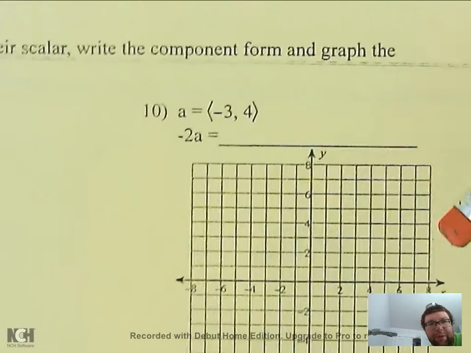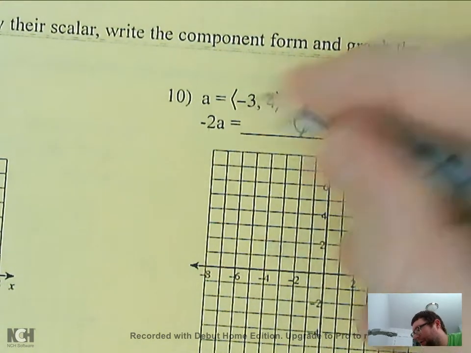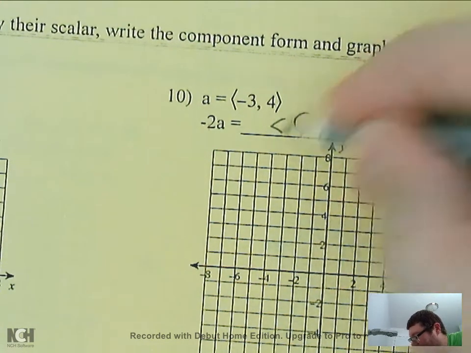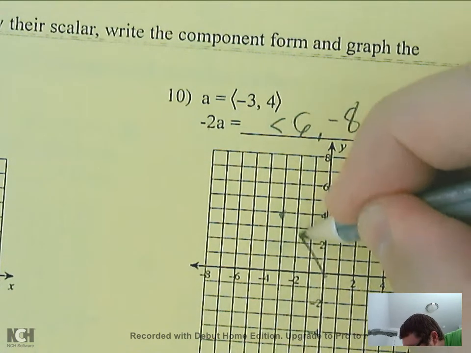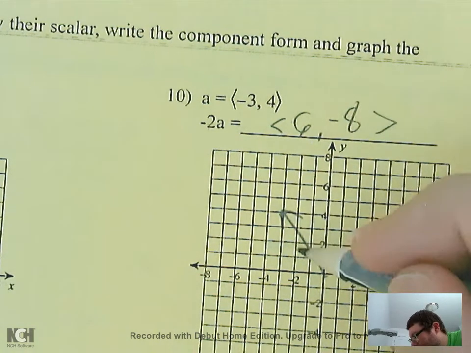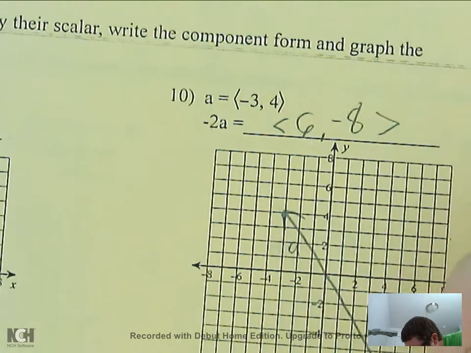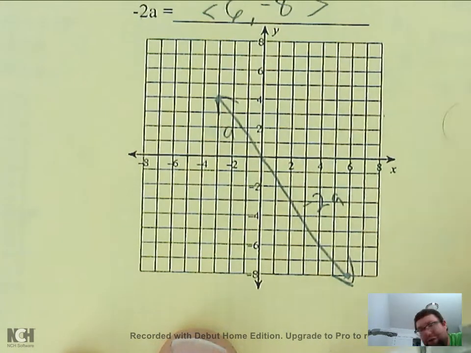Negative 2. Again, you just multiply them. Negative 2 times negative 3 is positive 6. Negative 2 times 4 is negative 8. So again, just to show you what it was originally, negative 3, 4 is this vector up here. That's vector A. And then positive 6, negative 8 is clear down here, twice the length going the other direction. That's negative 2a right there. So that's how it changed.